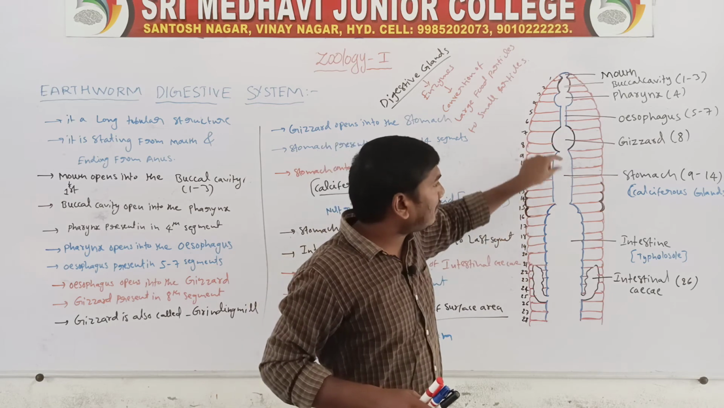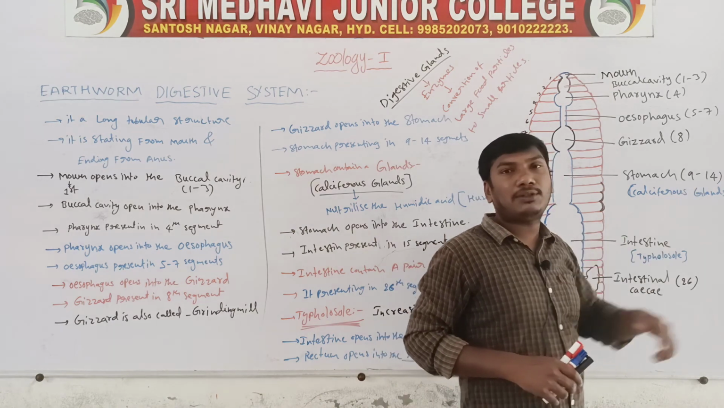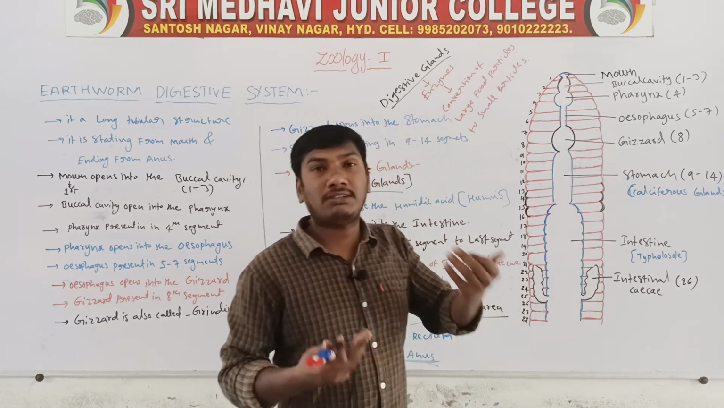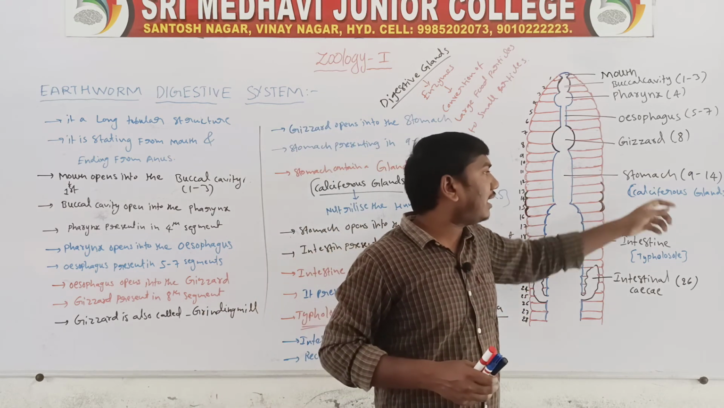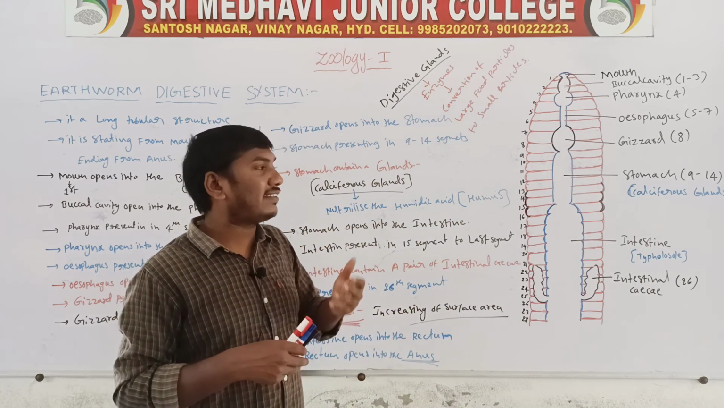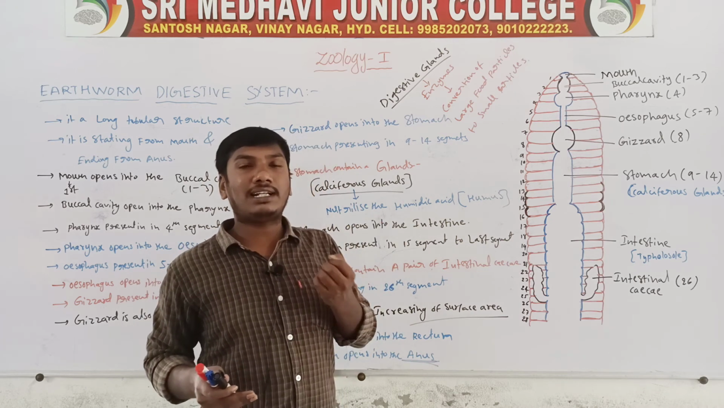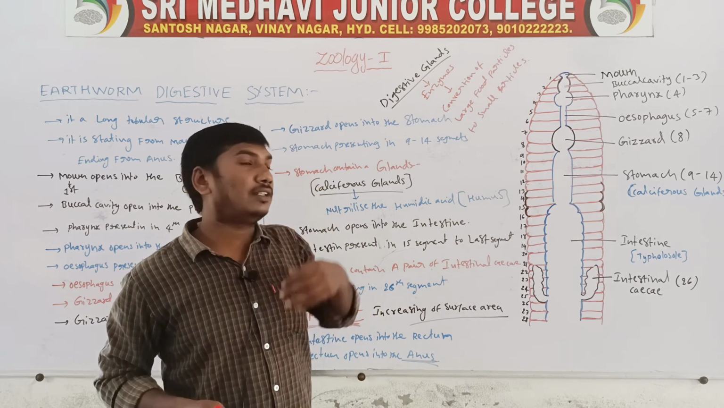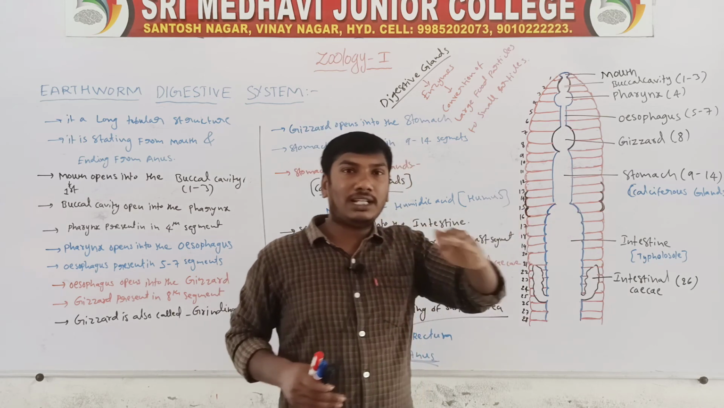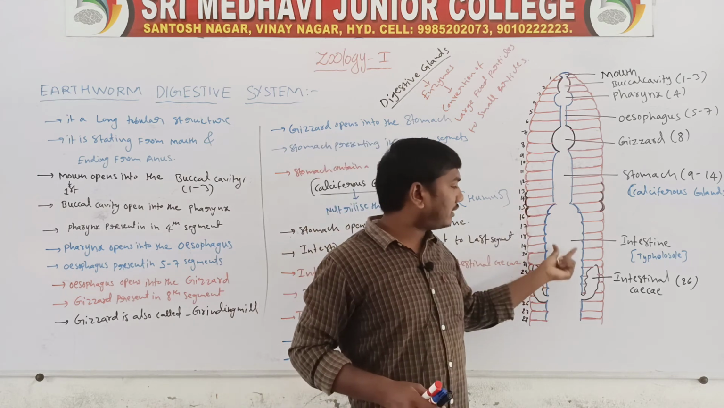Next, the gizzard opens into the stomach, which is present from the 9th segment to the 14th segment. The stomach contains glands called calciferous glands. The earthworm eats soil, and the soil contains an acid called humic acid. The calciferous glands function to neutralize the humic acid.